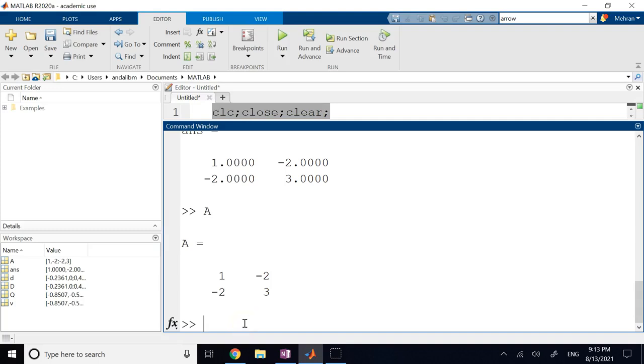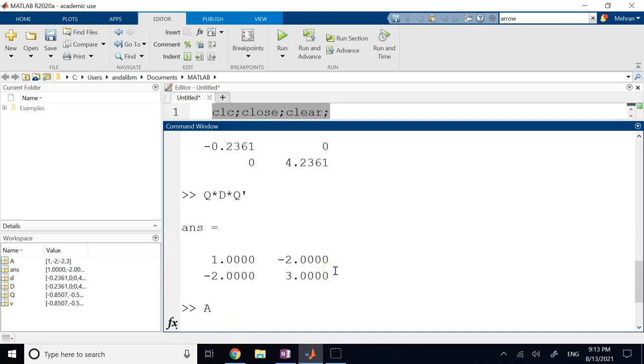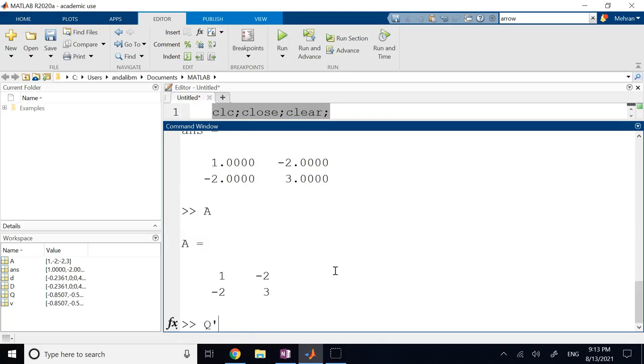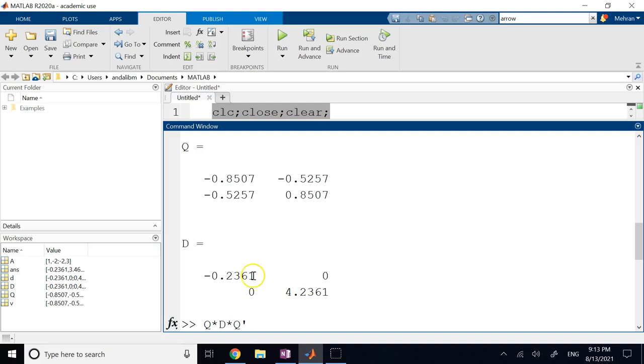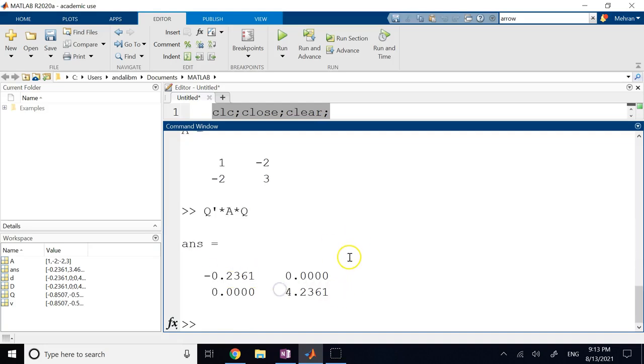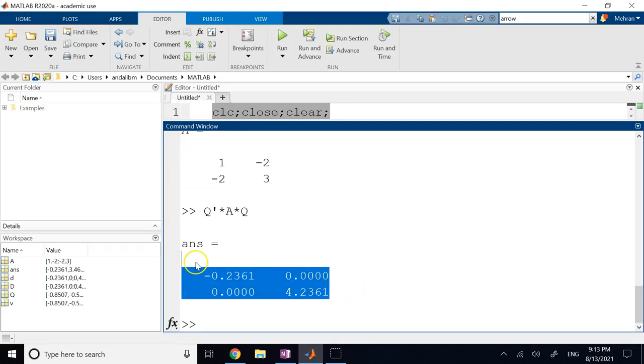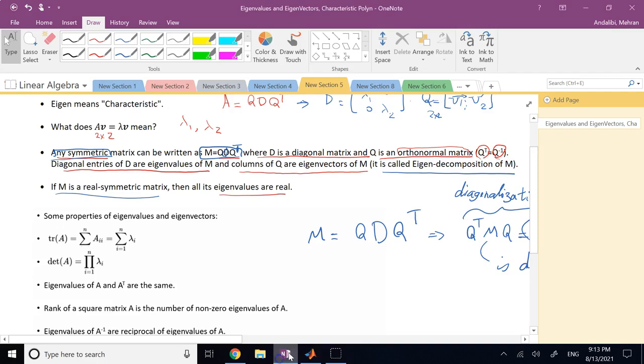And you see the answer is the same as A, right? And as I said, if you go the other way around, say Q transpose times A times Q, what's the result? It is going to be the diagonal matrix, where the diagonal entries of the result are those eigenvalues. So by multiplying Q transpose by A by Q, I can definitely convert my matrix into a diagonal matrix. Okay, so A is diagonalizable.